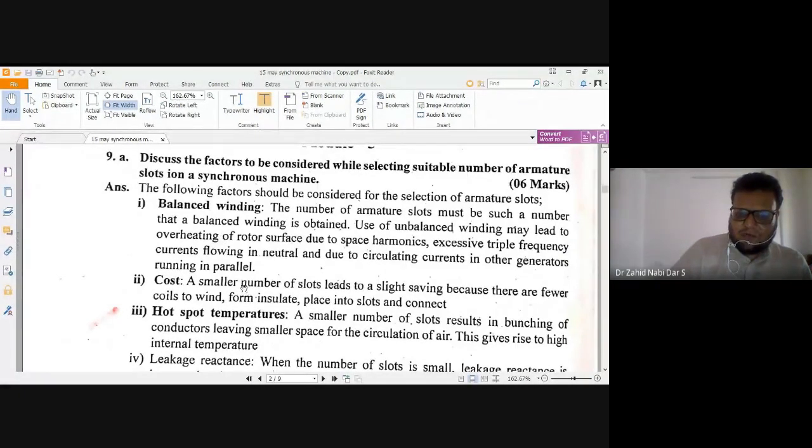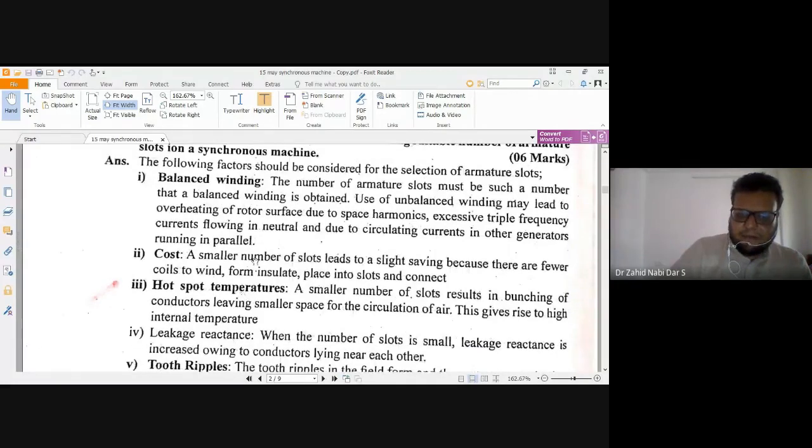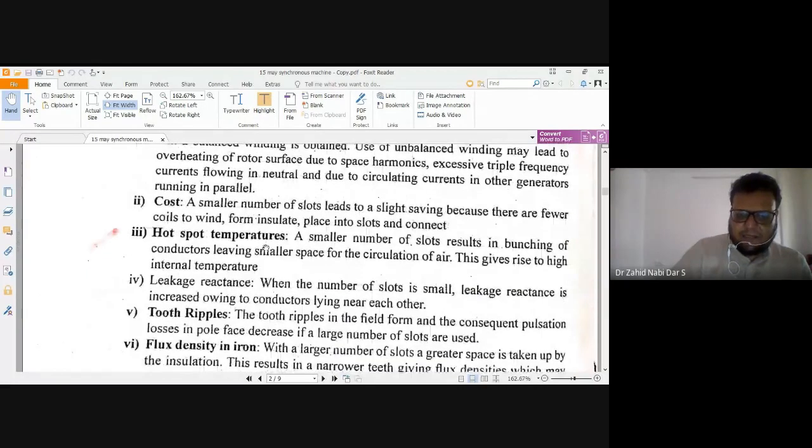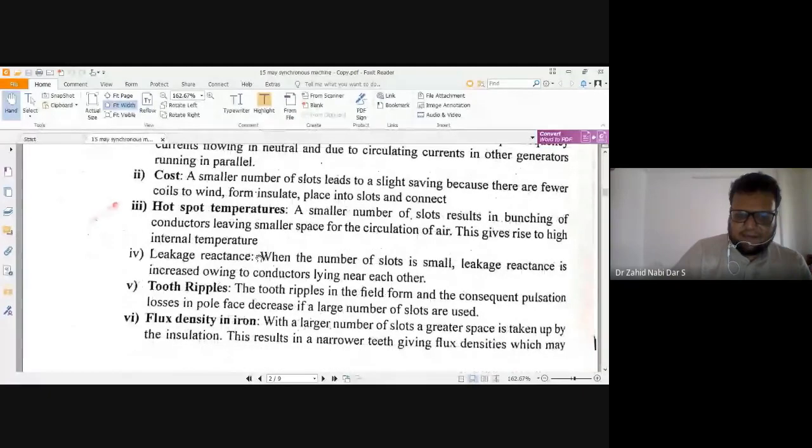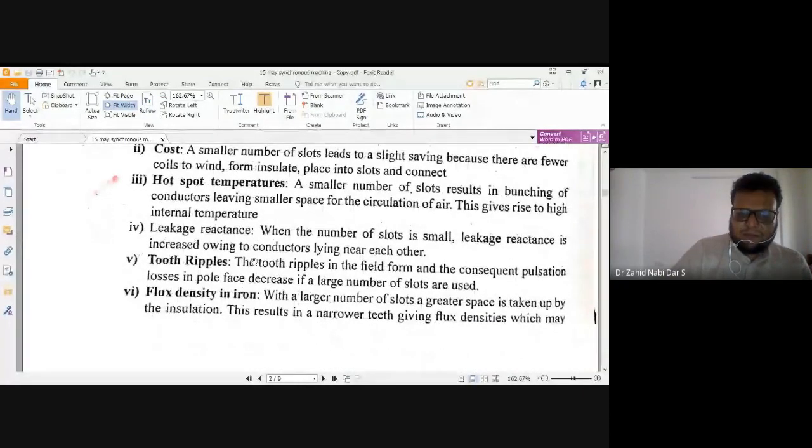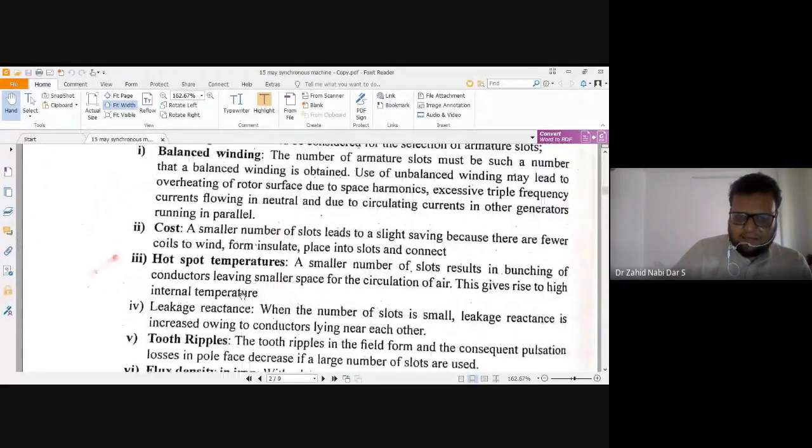Now to reduce the cost, we want a lesser number of slots, but with a lesser number of slots these problems are there. Hot spot temperature would be there, leakage reactance would be there, tooth ripples would be there, flux density in the teeth. Now you will ask, sir, if these many problems are there, why are you not going for a higher number of slots? Because my primary condition gets violated. What is my primary condition? My cost gets violated. When I have to pay more for less, why not pay less for less only and get the same result? So that is the thing.